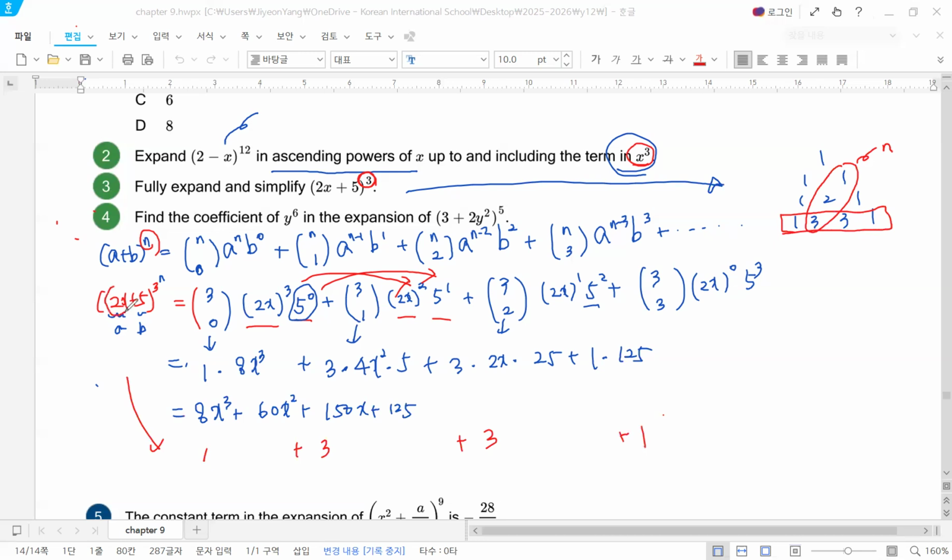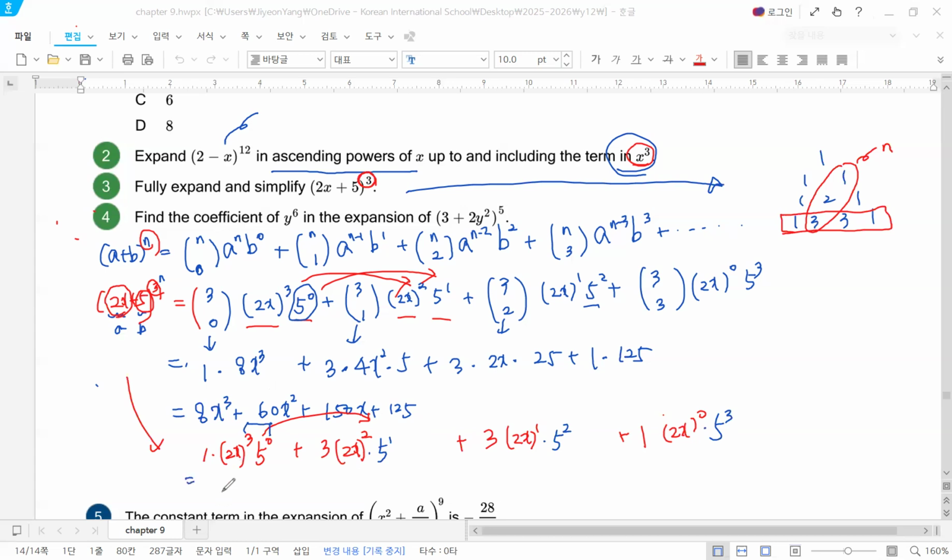Then from this term, 2x, since it's 3, write down 3, 2x squared. As I told you, this power is descending. 2x to the power of 1 and then 2x to the power of 0. And for this term, 5, and then power of 0, because as I told you, if you add up these two powers, it's going to be 3. And then 5 to the 1, and 5 squared, and then 5 cubed.